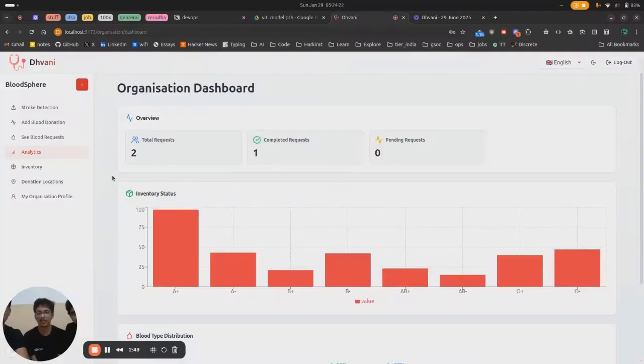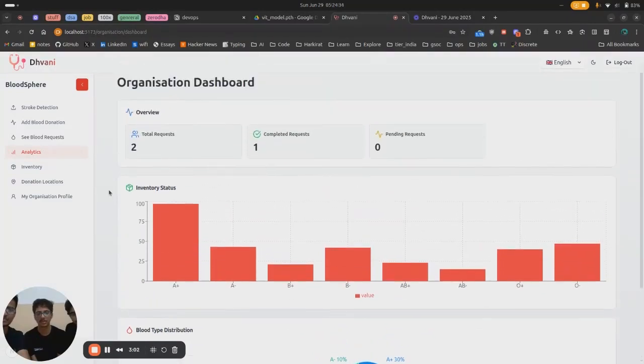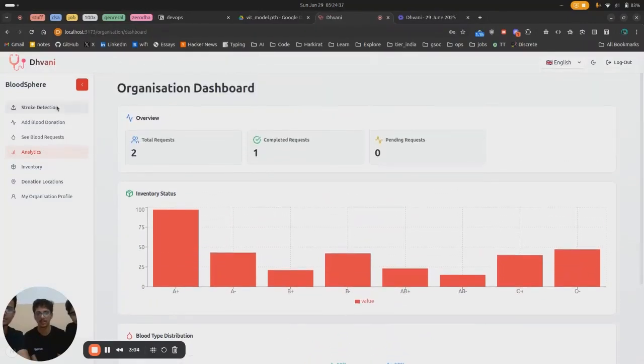The second type of user in our application is the organization itself. The organization would first have the analytics of basically the inventory status of what blood type they have as of now. This shows in a pie chart as well as a graphical chart.